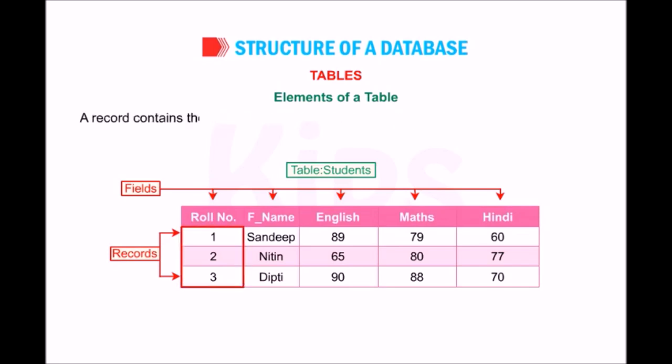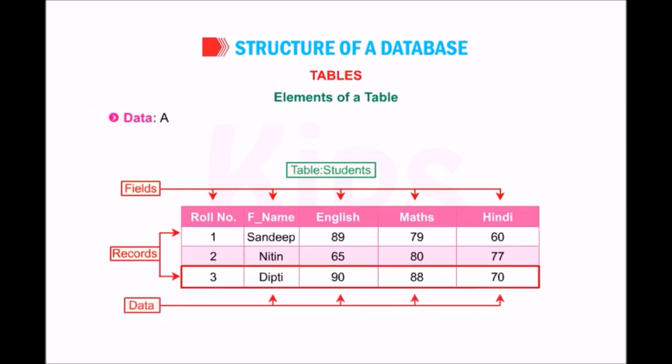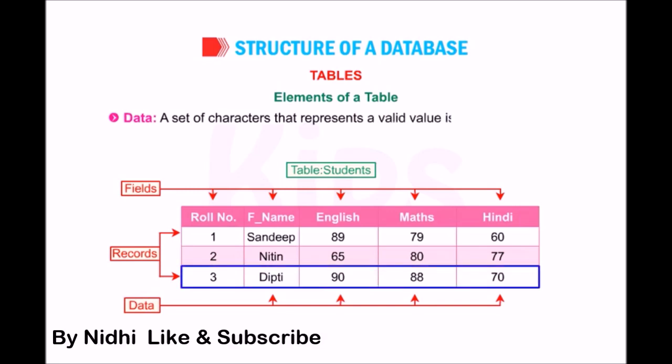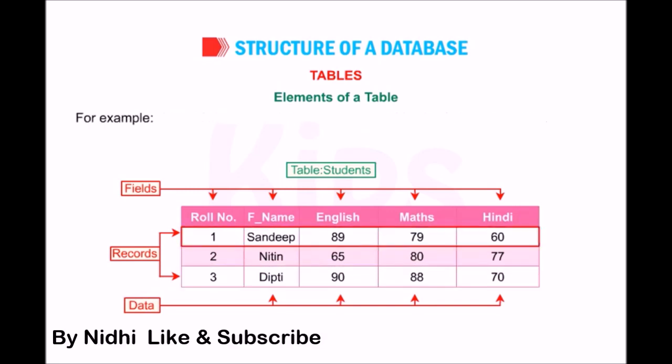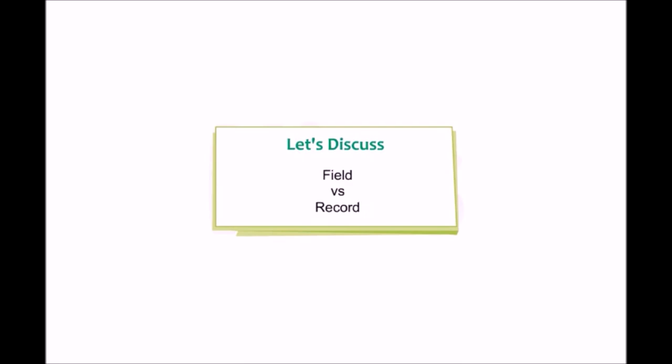A record contains the values for all the fields that belong to a single person or an entity. For example, when we enter data of all the fields such as roll number, first name and marks for a given student, it creates a new row in a table, which is called a record. Data. A set of characters that represent a valid value is known as data. For example, Sandeep, 89, 79 and 60 are the data values for the specific fields of the following table, students. Alright, let us now discuss field versus record.